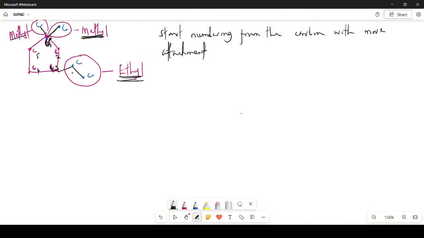So now, if you want to name this one, what are you going to say? You first name this because of alphabetical order. E comes before M. So this one will now be 3-ethyl. After that, 1,1-dimethyl cyclopentane. Why is it pentane? Because it has only single bonds. Perfect. How about if I have a compound like this? What's now going to be the name?